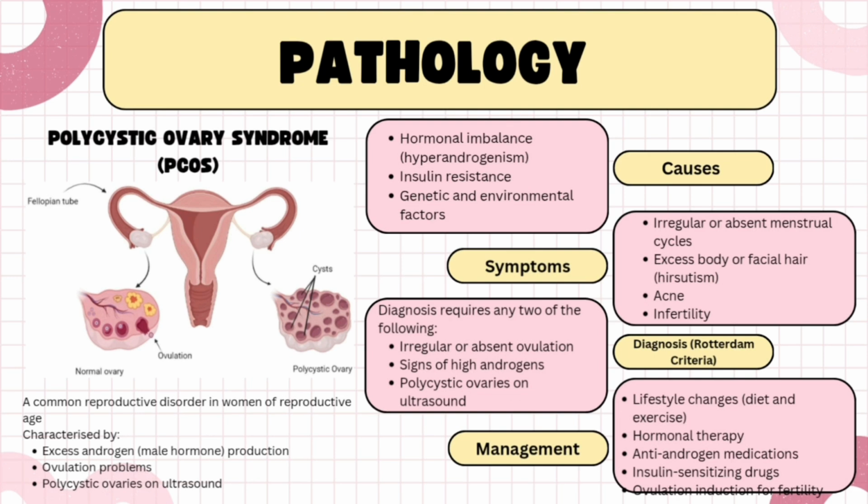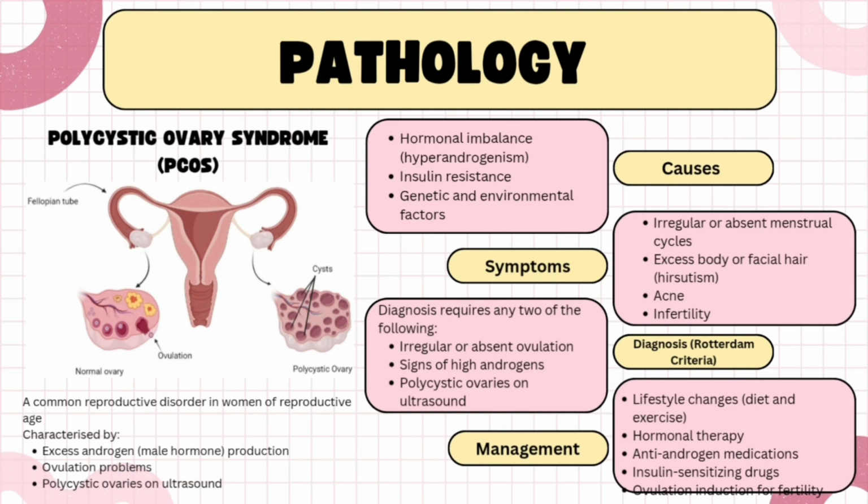The symptoms that we commonly see are irregular or absent menstrual cycles, excess body or facial hair, which we can call hirsutism, also acne and infertility. For the diagnosis, we use the Rotterdam criteria, and any two of the following are required to say that the person has polycystic ovary syndrome.